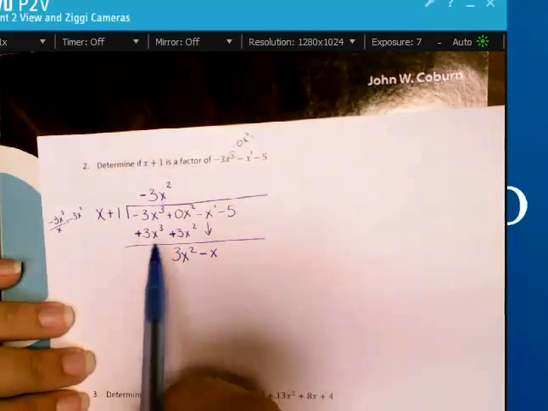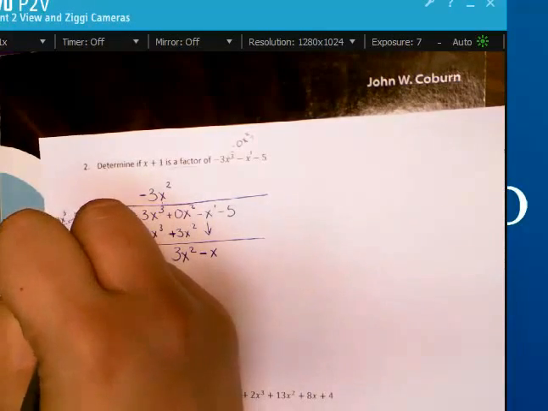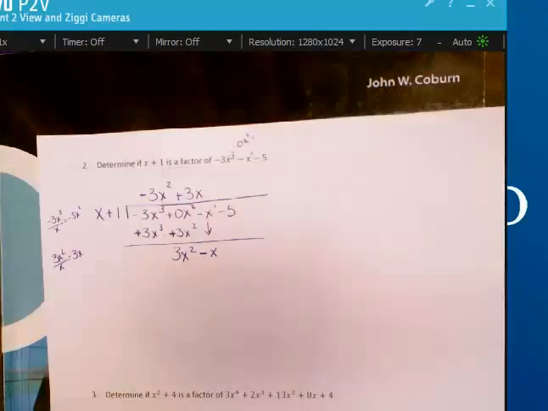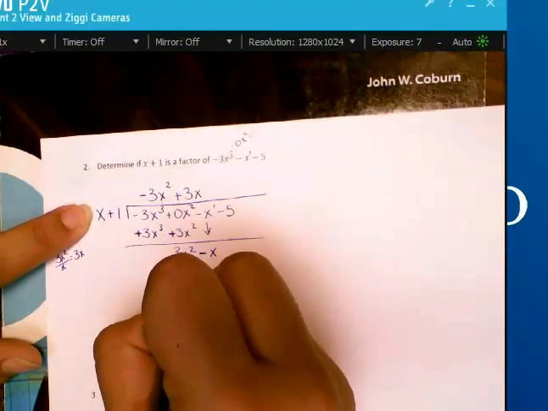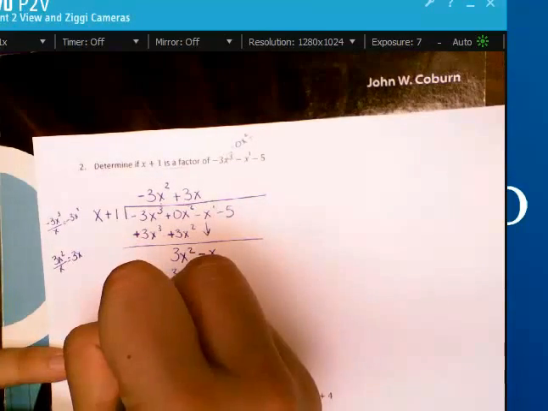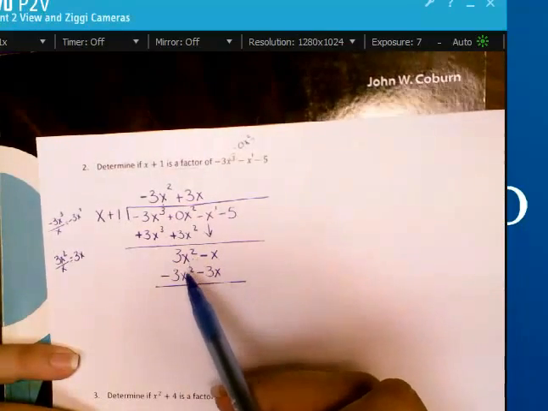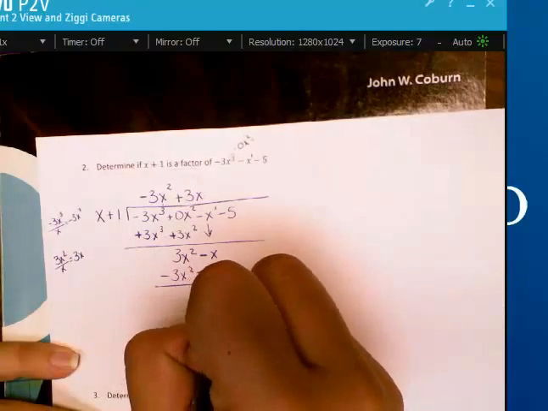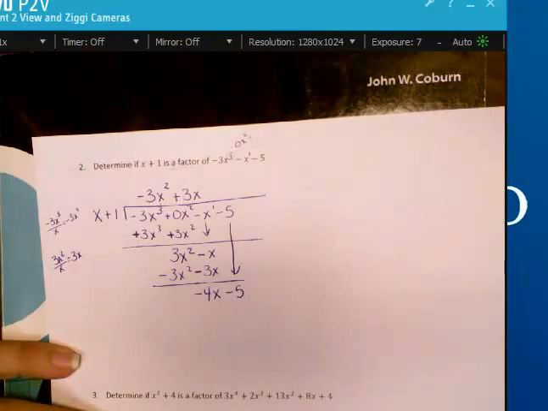Again, we're going to take x divided into the 3x squared, which reduces to 3x. That's the second term in my quotient. Now 3x times x gives me 3x squared. 3x times 1 gives me 3x. And again, we have to subtract both of these terms. So 3x squared minus 3x squared gives me 0. Negative x minus 3x gives us a negative 4x. And now we bring down that last term of negative 5.